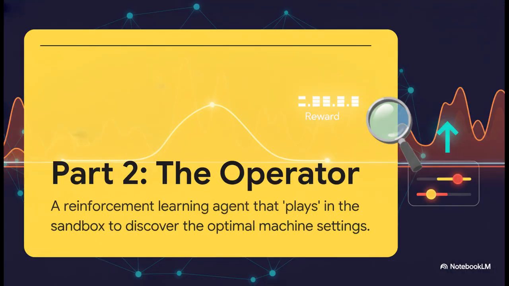Then you have part 2, the operator. This is a reinforcement learning agent. And here's the cool thing. It starts off knowing absolutely nothing about how to run the machine. Its job is to learn by trial and error. It plays inside the sandbox that the first model created. It tries a bunch of settings, and the physics engine gives it a quality score, a reward. The RL agent has a very simple goal: get the highest score possible.